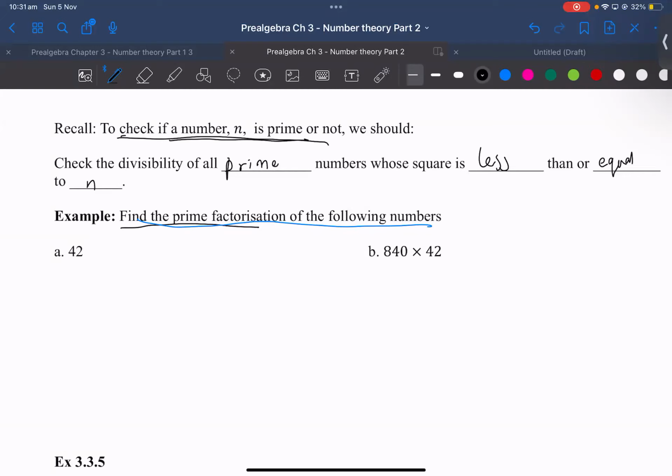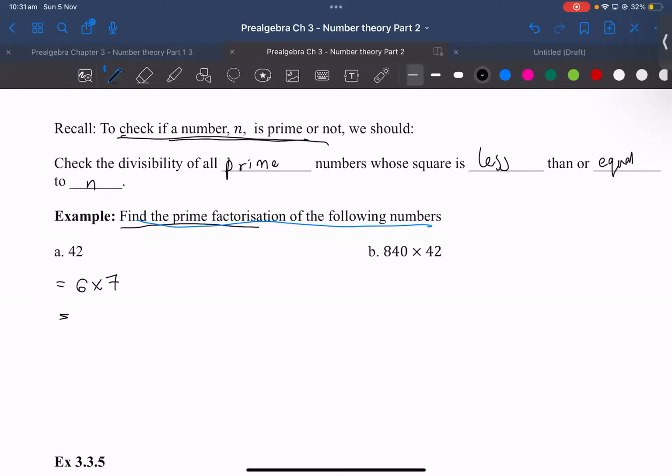Factor it into two numbers. 6 times 7. Yep, very good, Sachin and Nikesh. Sorry, I misheard you guys. 6 times 7.